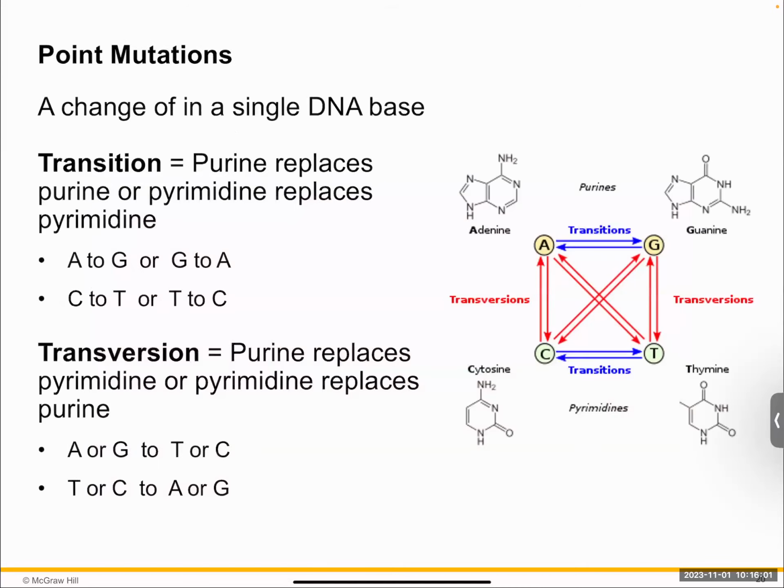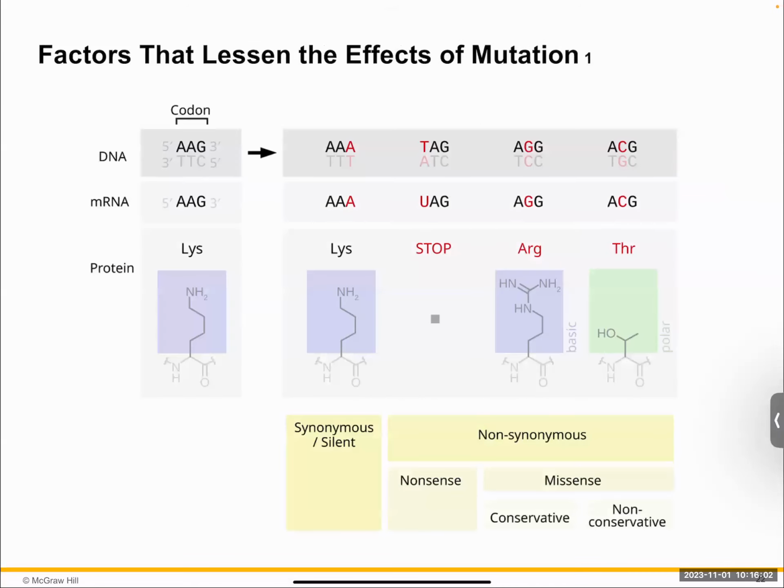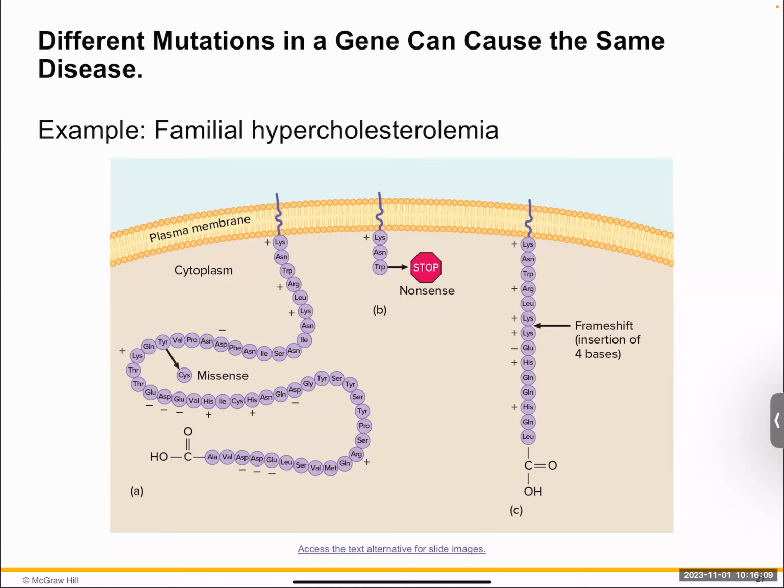And I believe I have a picture of that. So I just want to show you this. Sorry, I'm going to move forward and come back. So different mutations in a gene can cause the same disease. This is the picture I have. You have a medical condition called familial hypercholesterolemia, which affects the receptors that bring cholesterol into the body. The first one has a specific type of mutation called missense, where one amino acid is switched with a different amino acid.